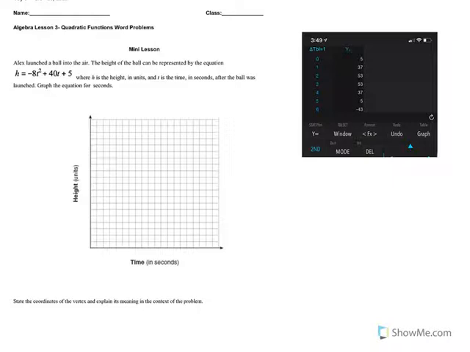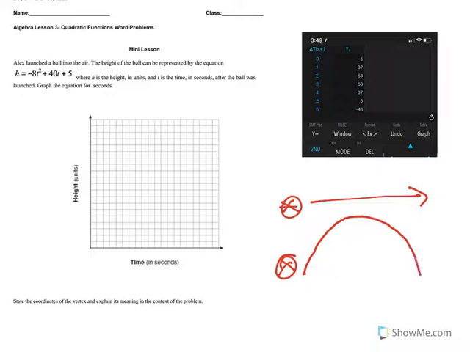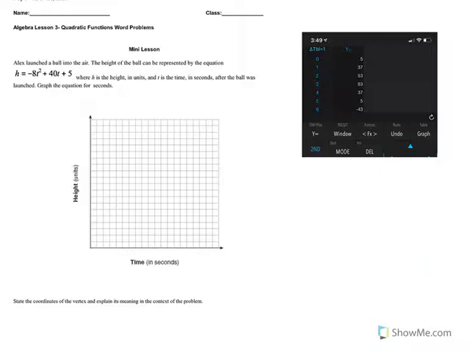So it says in this example, Alex launched a ball into the air. When we talked about this in class before, I told you guys when you're throwing a ball into the air, the ball doesn't necessarily go straight in a horizontal line. When we throw a ball and you kick it, it goes up and then the ball comes right back down. So in this word problem, Alex took a ball and he kicked it into the air.